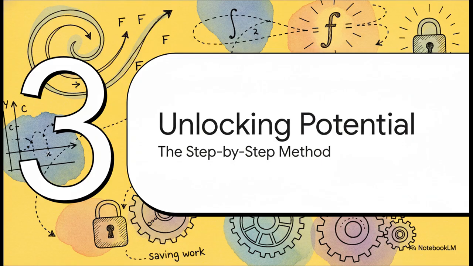All right, so we've run the test, and it passed. We know our field is conservative. Now for the main event. How do we actually find that magic potential function f that's going to save us all this work? Let's walk through the method step by step.